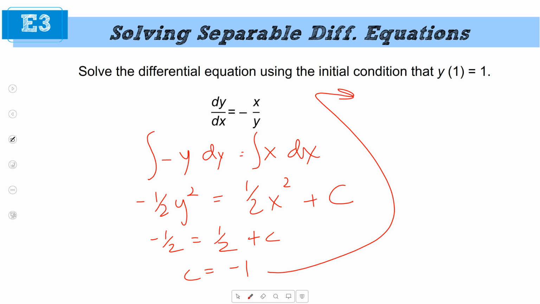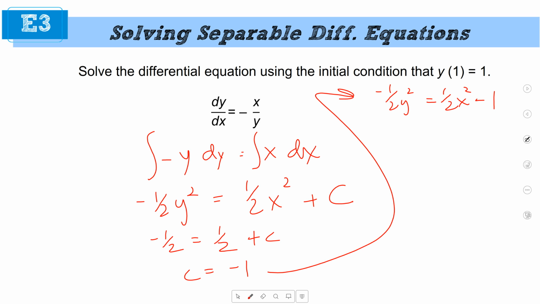Therefore, we get negative 1/2 y squared, not plus, minus, equals 1/2 x squared minus 1. So you're saying to yourself, that doesn't look like a circle, but you're all fairly bright and can realize that if I solve that and manipulate it a little bit, I can actually get a circle equation.